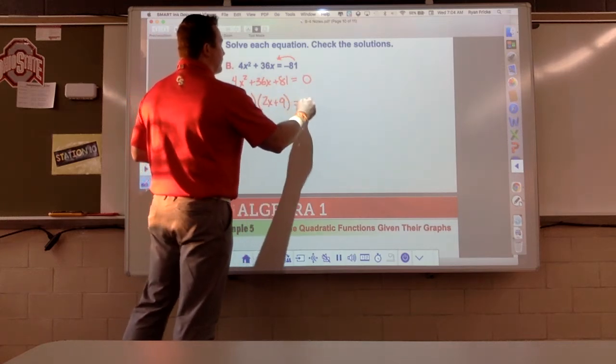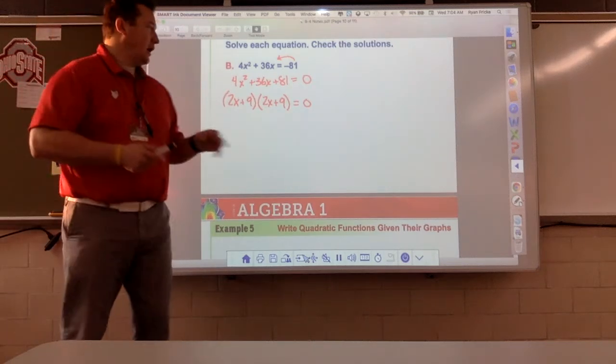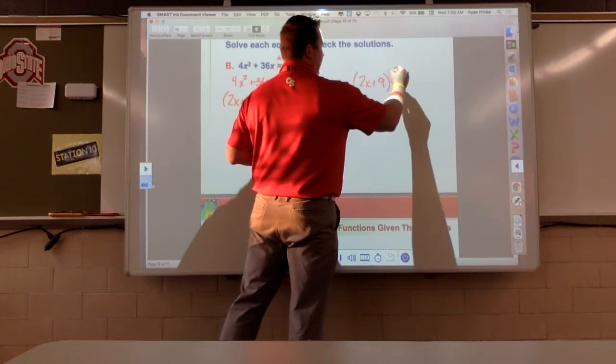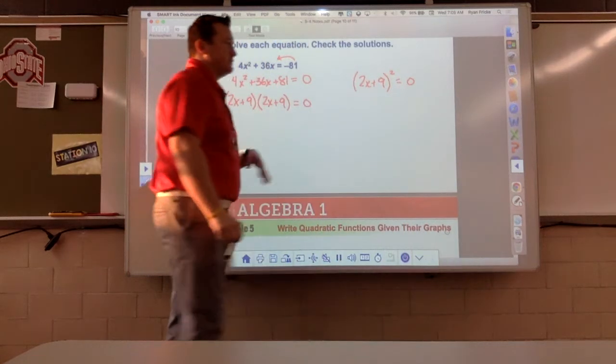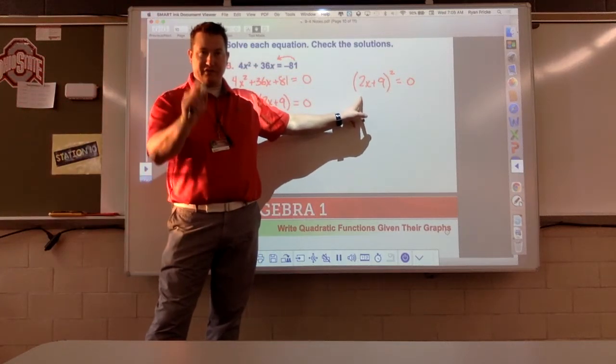Now this one we could solve a couple different ways. Okay? Because I could also write this one as 2x plus 9 squared. Somebody's going to ask me, couldn't we write it like that? We sure could, right? And if I see it like this, can I solve it with square roots?